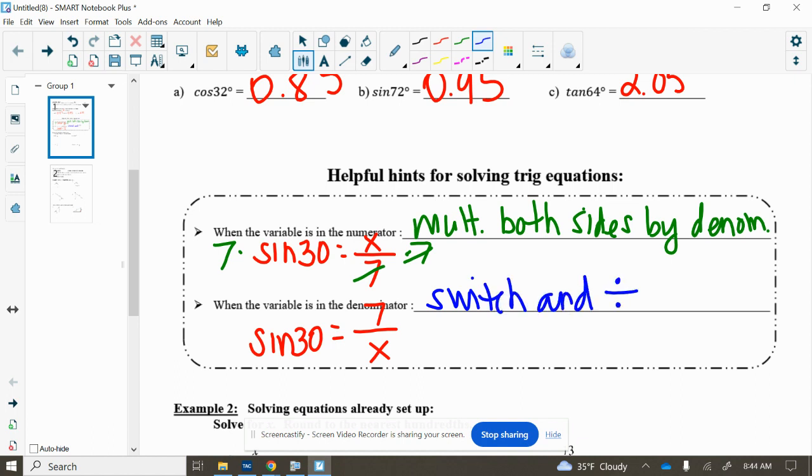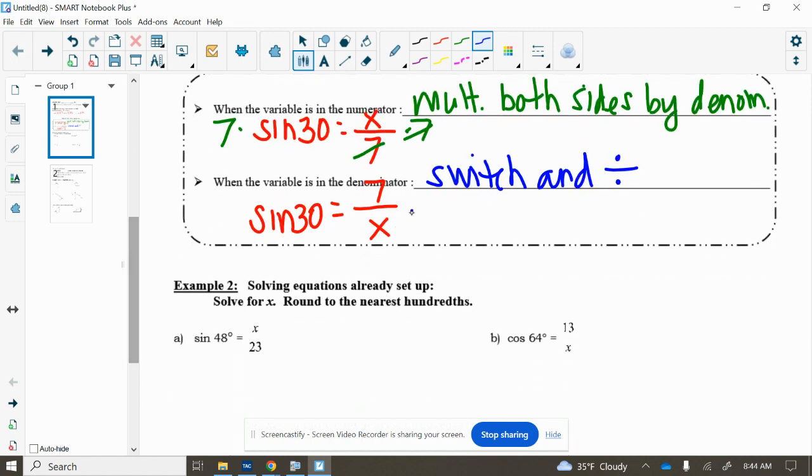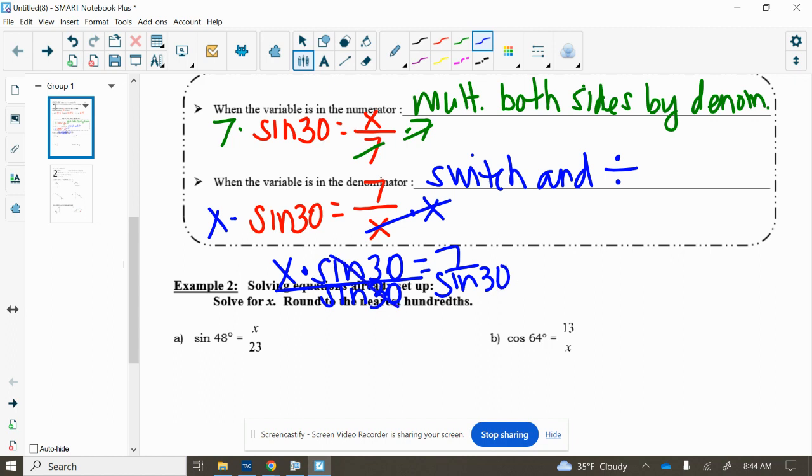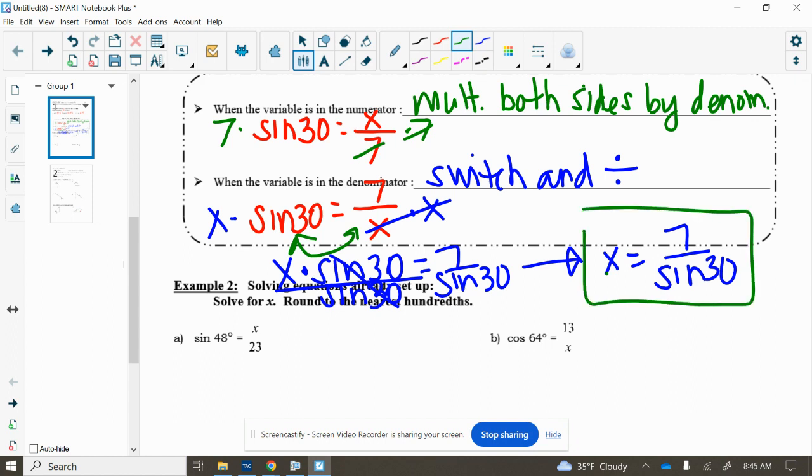Now, why are we switching and dividing? Well, here's the thing. If I started solving like I solved the last problem, I multiplied both sides by x to cancel this out. I would have x times the sine of 30 equals 7. Well, I need x by itself, so I divide both sides by the sine of 30 so that this cancels out. So I end up getting x will equal 7 divided by sine of 30. So this is essentially the flip-flop of what we had at the beginning, right? These two switch spots, so we just switch sine of 30 and x, and that gives us what we need for our answer.